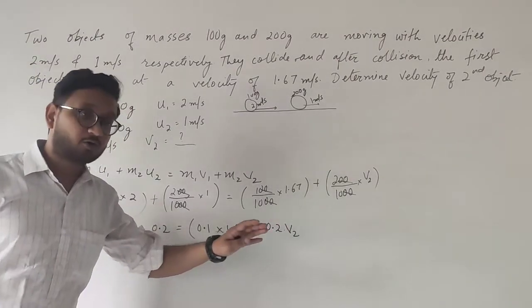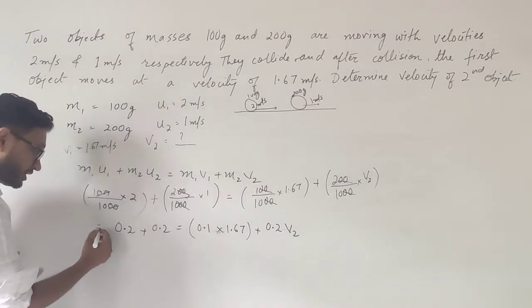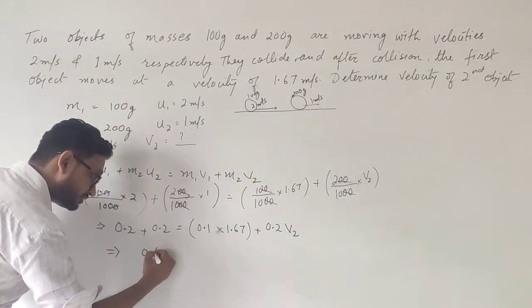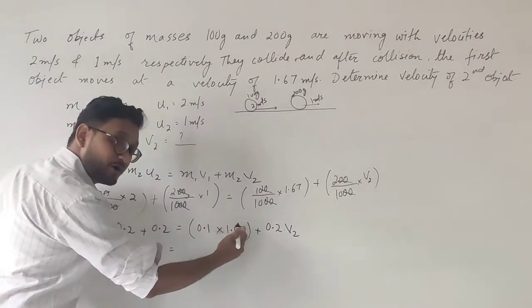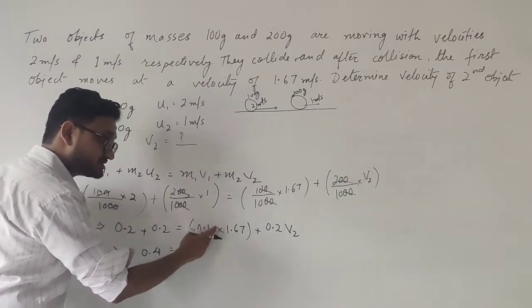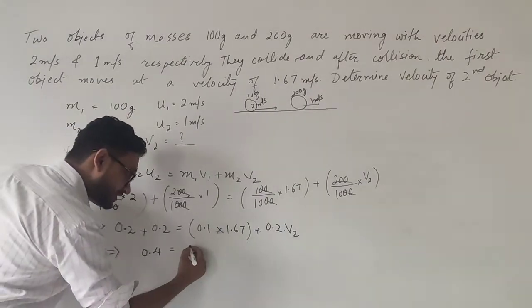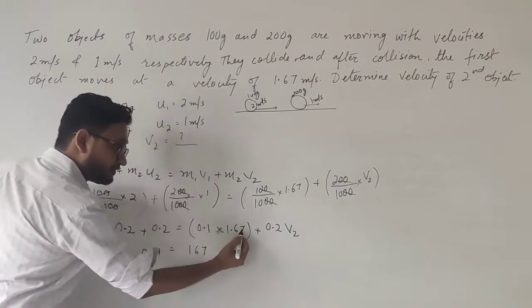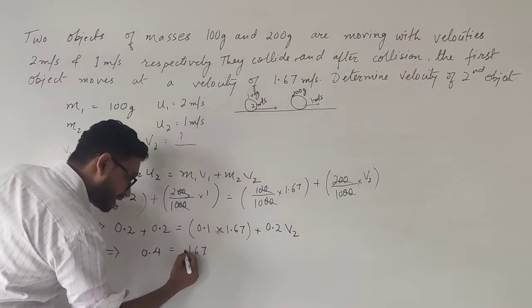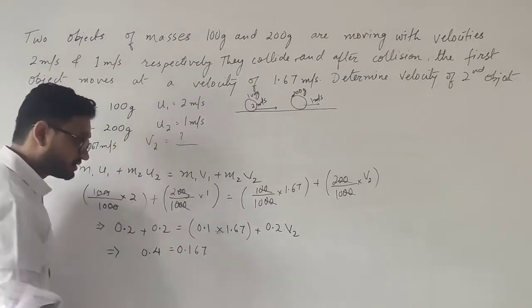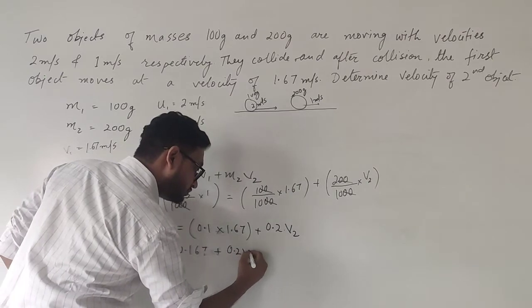Now we have simplified the whole equation, and we will simplify it further. Once again, 0.2 plus 0.2 is 0.4. Okay, that is equal to 0.1 into 1.67. So basically you are just adding one decimal point, because 1 multiplied by the number is the number itself. So I am writing 167, and I have 2 and plus 1, 3 decimal points. So 1, 2 and 3, so I am writing 0.167 plus 0.2 v2.